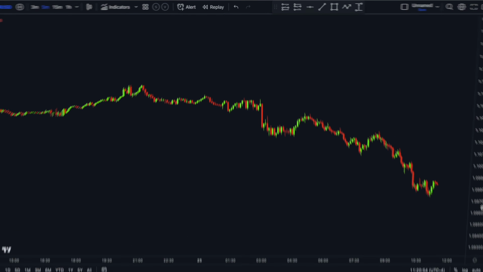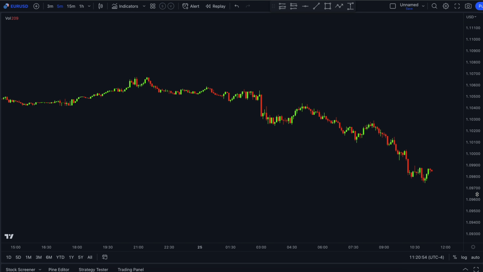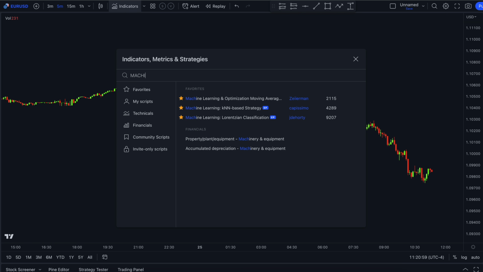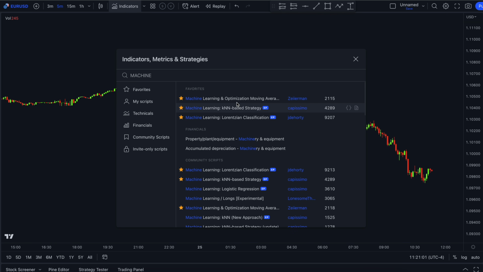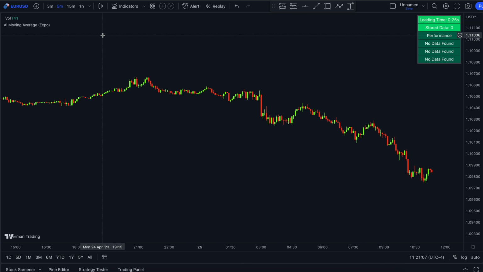In this video, we will teach you a full strategy with machine learning MA so that you can start making consistent profits from trading. In order to apply this indicator to the chart, first log into your TradingView account and open the chart. Navigate to the indicator's search bar and type Machine Learning Optimization Moving Average. Click on this indicator created by Zierman. Once you've installed it on the chart, open its settings to make the following customizations.